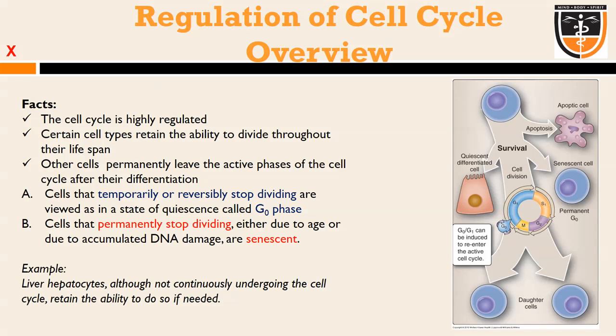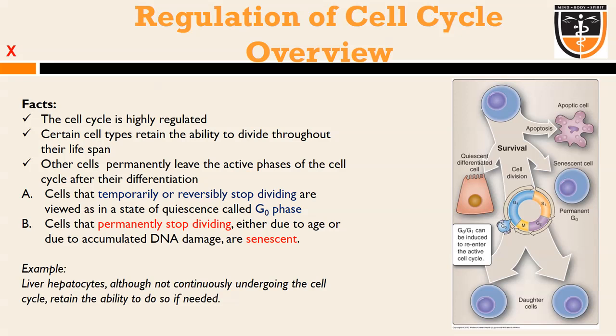Okay? So cells that temporarily or reversibly stop dividing are viewed as being in a state of quiescence, called G0 phase. They're just quiet, they're not doing anything, they are just surviving. While cells that permanently stop dividing, either due to age or due to accumulated DNA damage, are senescent. They're the ones that permanently stop dividing because of their damage. They're old, they can't do this anymore.